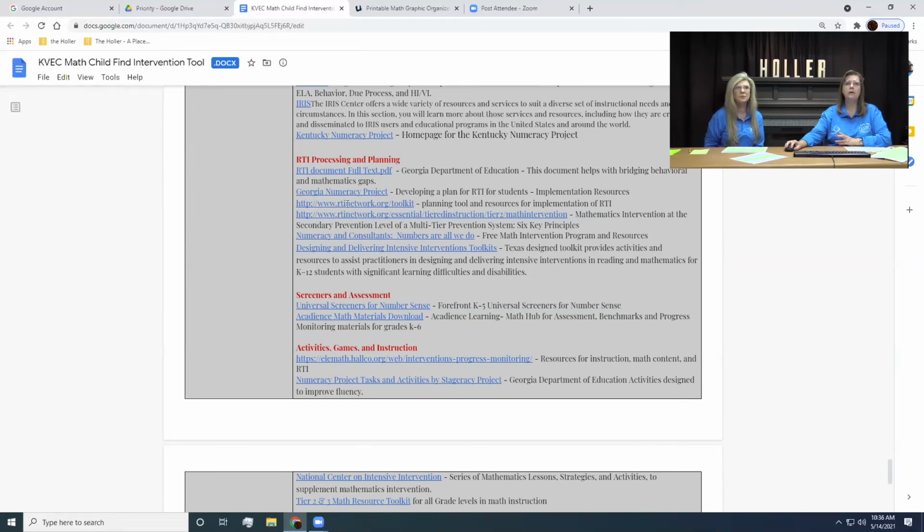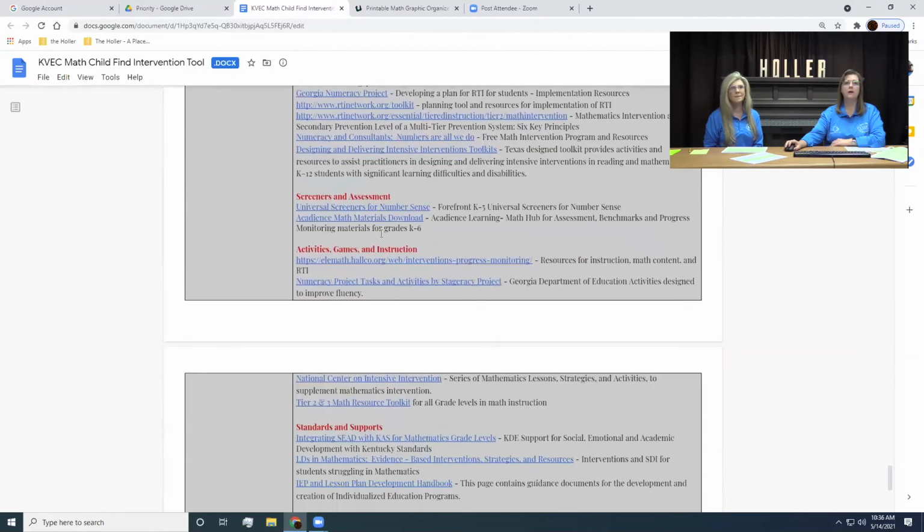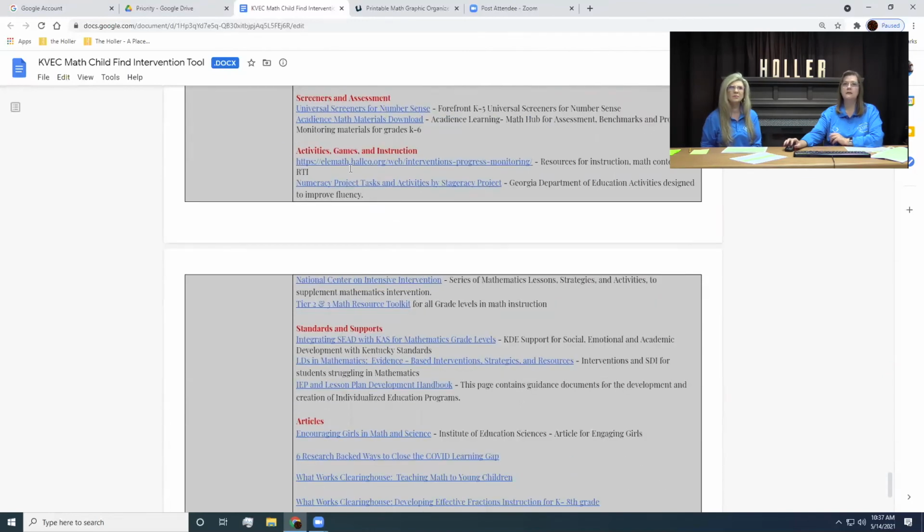If you go on in here, you'll see these are awesome websites that you can go into if you're just trying to plan your RTI. What am I going to do next? And then if we go down here to screeners, you can get very similar materials. Of course, activities, games, and those kinds of things. These are just different ones that you can get. This toolkit down here is a great one.